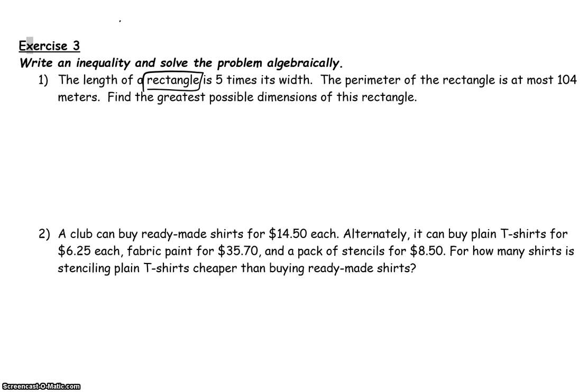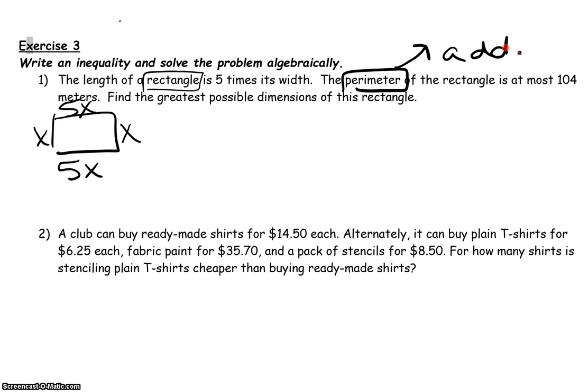Hey. So when you see rectangle, make sure you draw a picture. It says the length of the rectangle is 5 times its width. So if we say x is our width, 5 times our width is your length. And it says the perimeter, so perimeter means you add all sides of the rectangle, is at most. There's your key word. At most means it cannot be anything greater than that, so less than or equal to 104.